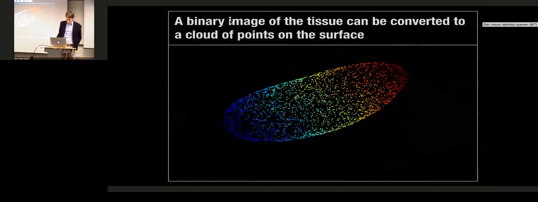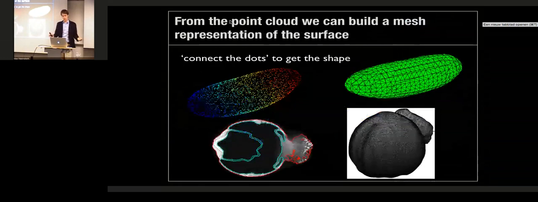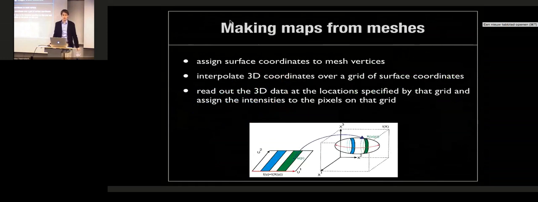When you have a binary image, you can turn it into a cloud of surface points, and then use that as input to generate a smooth mesh that connects these points. So then you have a mesh representation of your surface. There are many tools out there to equip meshes with different coordinate sets, and it's also easy to develop ways of putting surface coordinates on vertices on a mesh yourself. And then, as I said, I can turn it into a 2D image. All you have to do is interpolate the original image data on a square grid of your mesh coordinates for a particular region. So that's how it works.